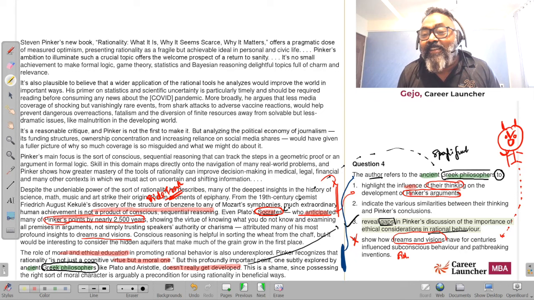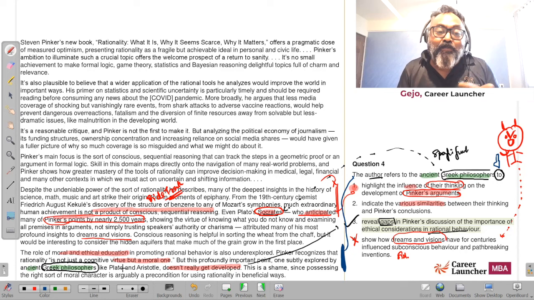So this is sort of a problem. Indicate the various similarities between the things. So similarities are any. Similarities, but the purpose, in order to do what? In order to do what? In order to abuse Pinker? Not abuse. Saying that it's developed, getting developed.